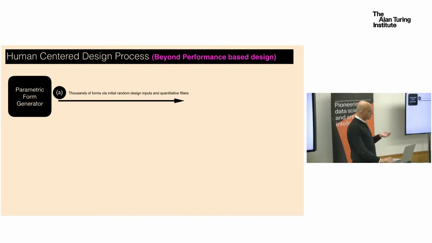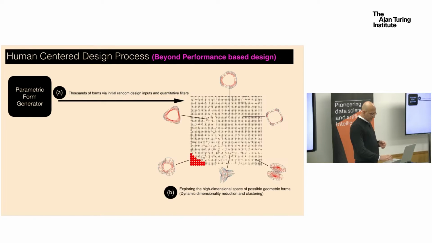So here, instead of going to these optimization loops, what we do is that we have a very fast parametric form generator, which is again based on this method of graphic statics. And in the beginning, instead of generating a few, we generate thousands of forms. For example, we start with 500,000 forms, and then we filter them based on quantitative measures, which is user dependent. And based on that, we start clustering this space.